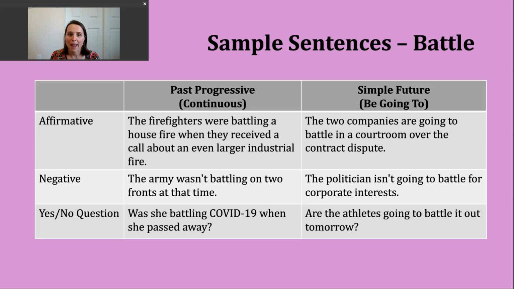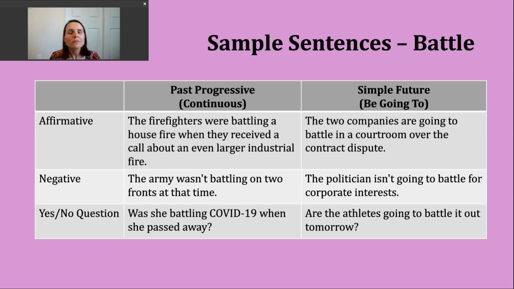To make the past progressive, you need to use the past form of be, so that's was or were, and then we're going to use the ing form of the verb. Let's look at an affirmative example or positive example. The firefighters were battling a house fire when they received a call about an even larger industrial fire.